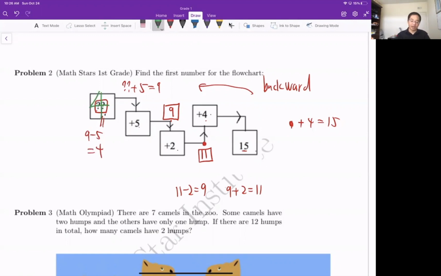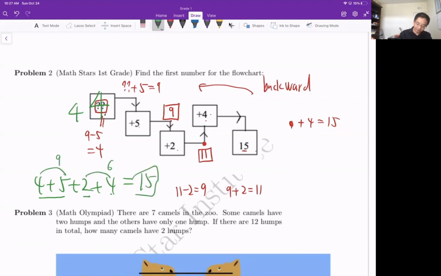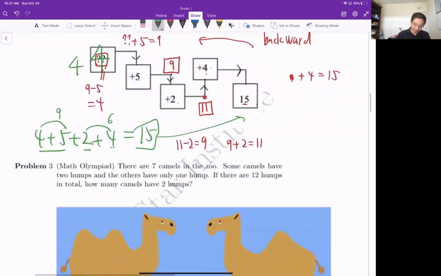All right, so we can double check. If I start from 4, so 4 plus 5 plus 2 plus 4, do we get 15? So it's 9 plus 2 is 11, and 11 plus 4 is 15. So it's correct. So 4 is the correct answer.